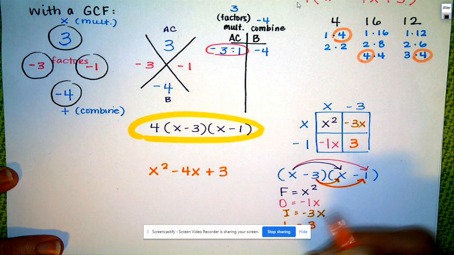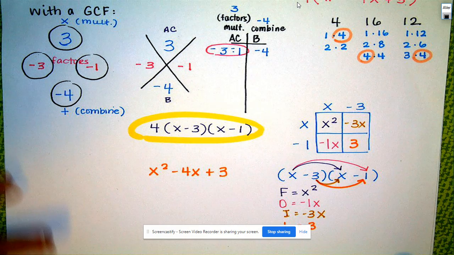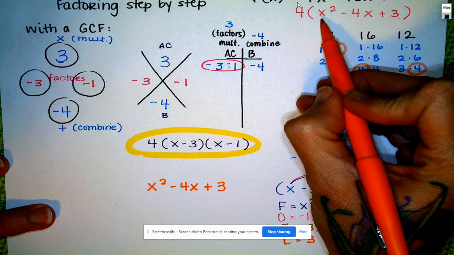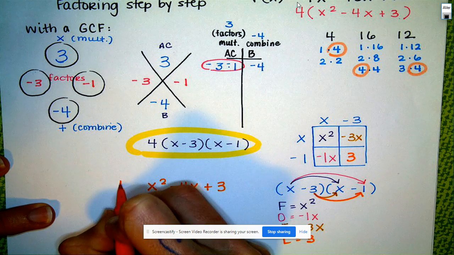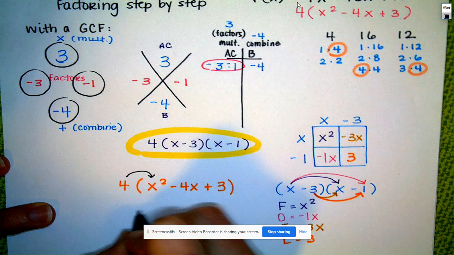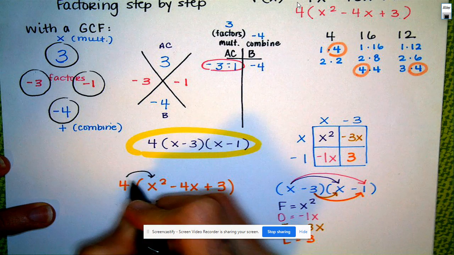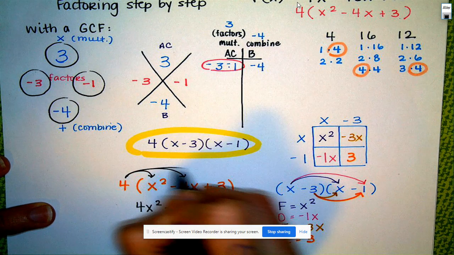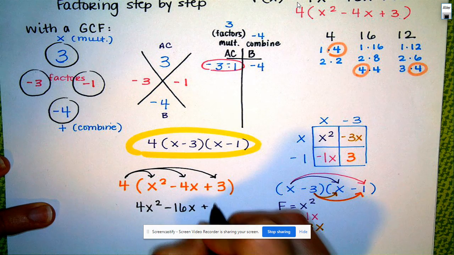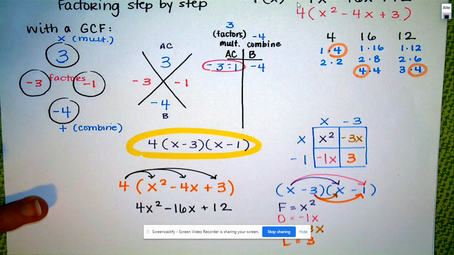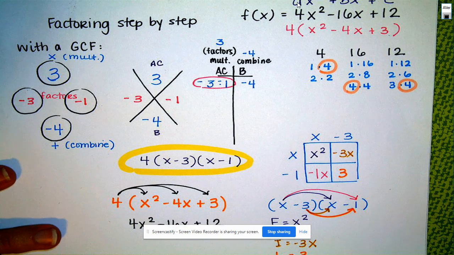Now, that's not what this problem started with, but it was what the problem was after we factored out that GCF of a 4. So if I put the 4 back in front, now all you can do is distribute, which gives me 4x squared minus 16x plus 12. Now that indeed is the original problem. Let's see if I can get it both on the screen. Yep, that we started with.